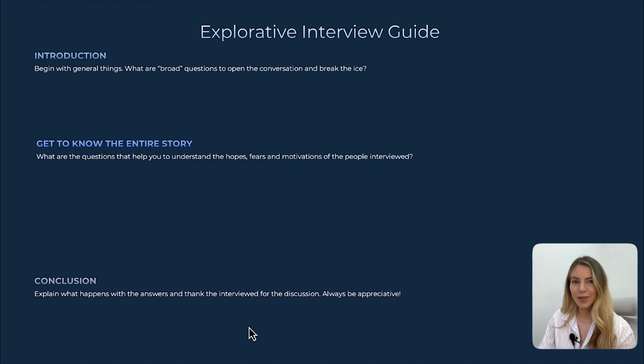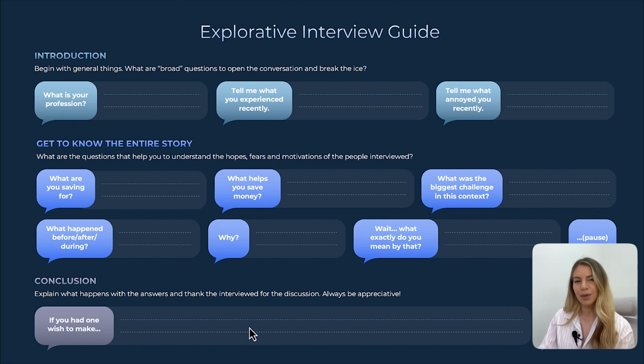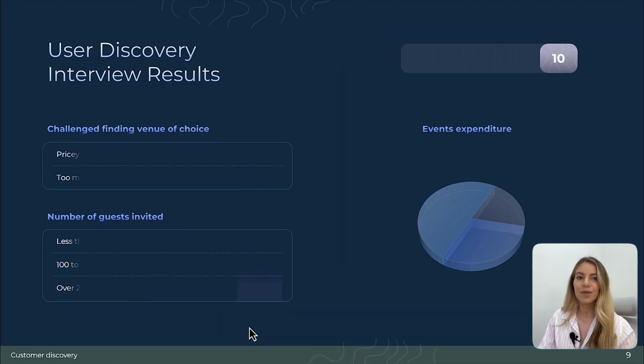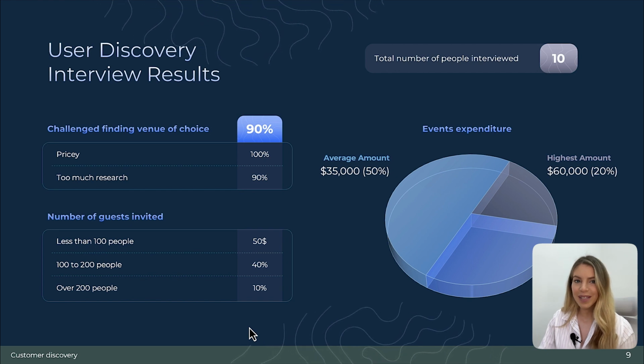But before you get too far ahead, you've got to know what's happening right now. That means talking to your users. Create an interview guide to explore what features and elements your current users are looking for. User discovery interviews are gold. They give you real insights into your users' needs, behaviors, and motivations.